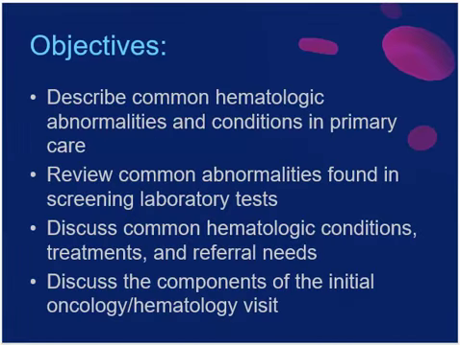So we're going to talk about some common hematological abnormalities and conditions that may be seen in primary care. We're going to look at these abnormalities and what you might see in screening labs, and then discuss different conditions, treatments, and if you had to refer someone to a hematology office, what you might be able to educate your patient on.